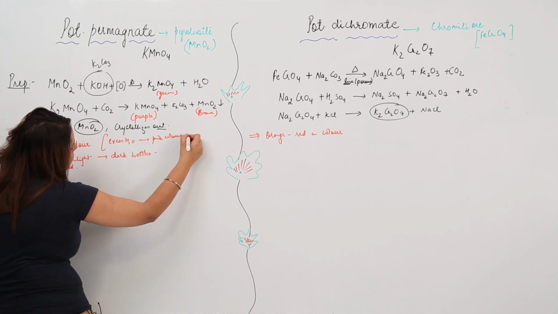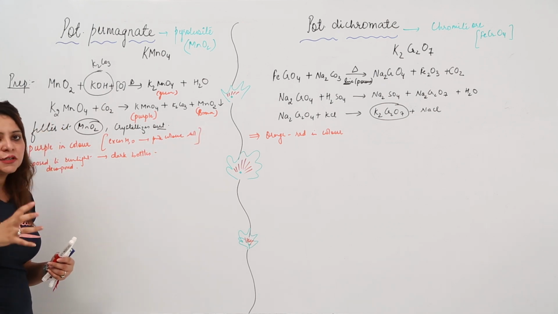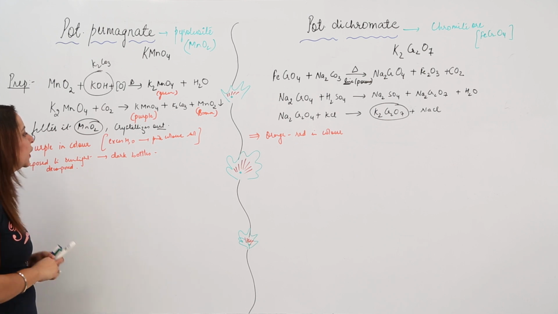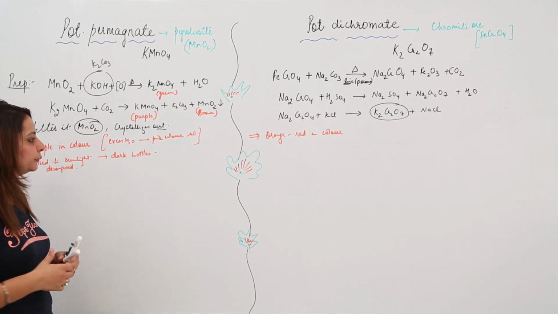Obviously purple when added, and when water is added, the purple color will fade away and turn into a pink color solution. So excess water makes the potassium permanganate a pink color solution.